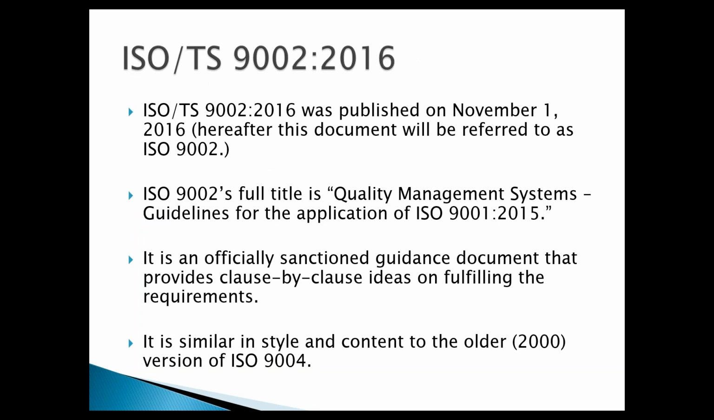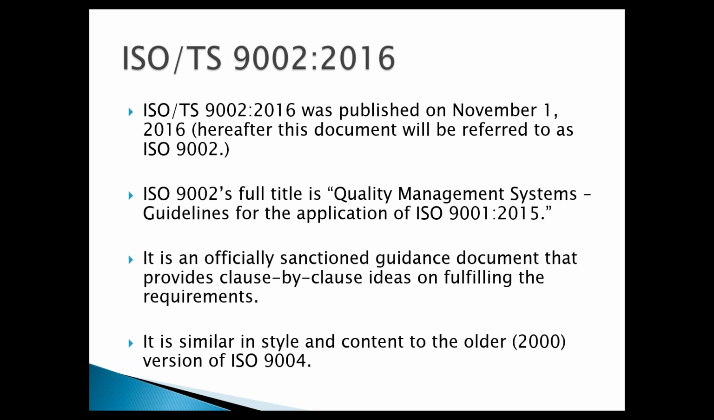That document was published the following year, in 2016, and is the ISO TS, which stands for Technical Specification, 9002. It was published on November 1st, a little over a year after 9001 was published. Its full title is Quality Management Systems Guidelines for the Application of ISO 9001 2015. This is a sanctioned guidance document, and it provides clause-by-clause ideas on fulfilling the requirements. It's important to note that 9002 is not an auditable document. It's intended primarily for organizations that are trying to implement 9001, but it is not a document that an auditor can pull out and cite in the context of an audit.